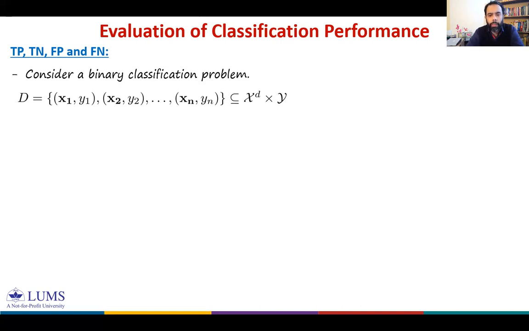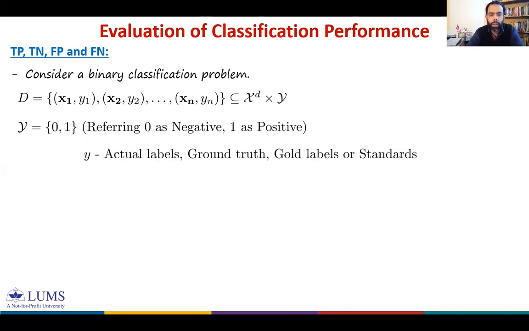And what about y? y can only take values 0 or 1, right? So we have a binary classification problem. So set y would be {0, 1}. So these are the labels we know, right? For these x1, x2, xn, we know the labels y1, y2, yn. In fact, if we know the label, we call them actual labels or ground truth, gold labels or gold standards. So these are different terms used in the literature, that you call y the actual label of the data point, ground truth, gold label, or a gold standard. We will refer to 0 as negative and 1 as positive.